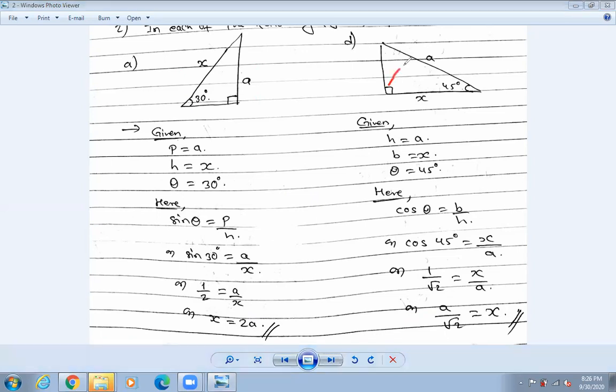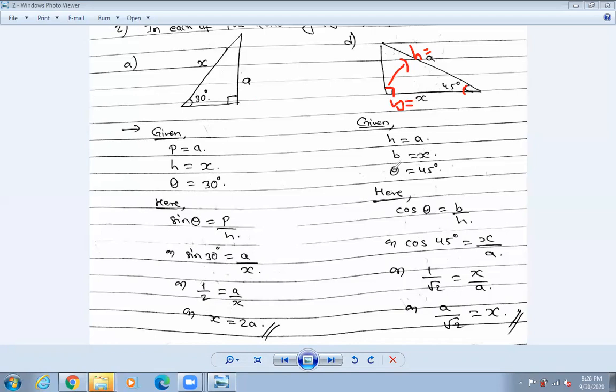The opposite of 90 is called what? Is it hypotenuse? So H is A. Hypotenuse is A. So if there is 90 and reference on both sides, then what do we call it? This is called base. Okay. So base is X.